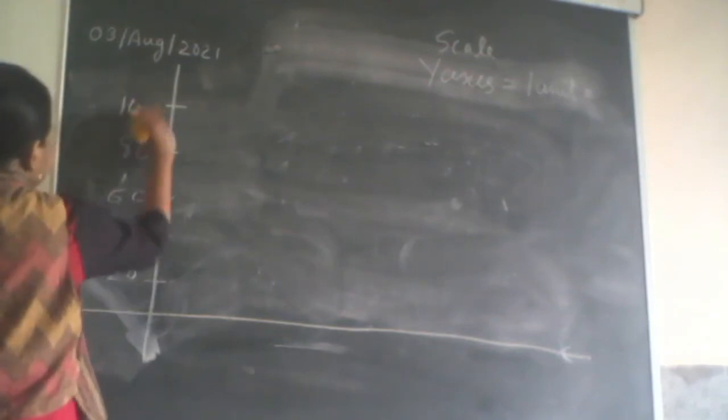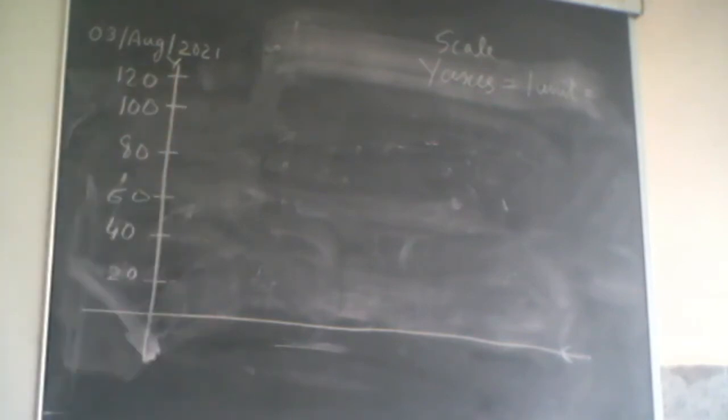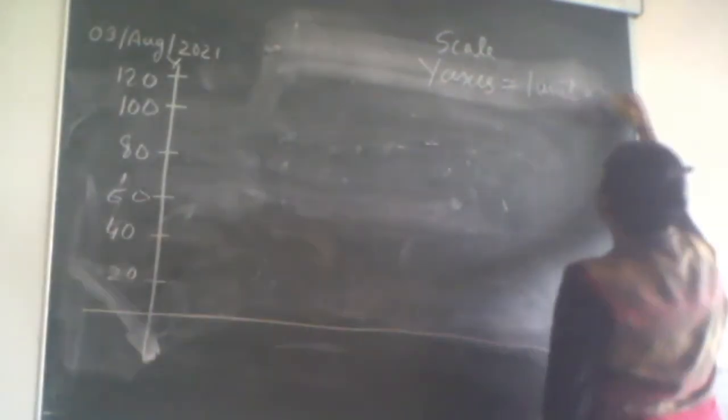What's the scale of the y-axis? 1 unit is equal to how much? Ma'am, 10. Ma'am, 1 unit is 10. Huh? 20 meters. Is it not? Yes, ma'am. 20 meters.